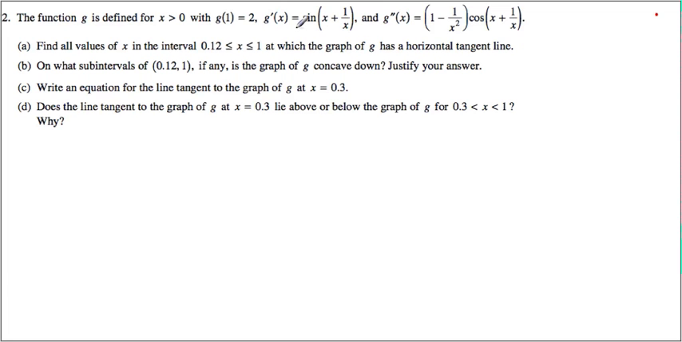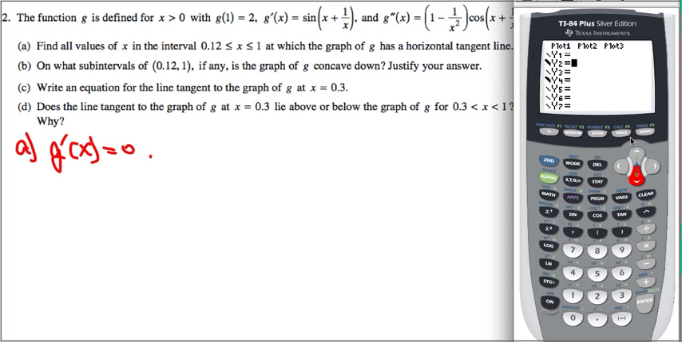Now that means in order for us to do part A, we need to set g prime of x equal to 0. That's a horizontal tangent line. To do that, we're going to put the expression into the calculator here. So we have sine of x plus 1 over x. Now I just want to check the mode is in radians. Okay. There it goes. So that's what we have for the first derivative.